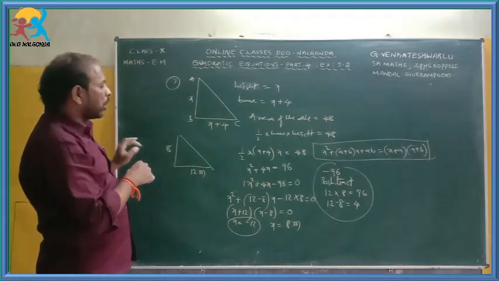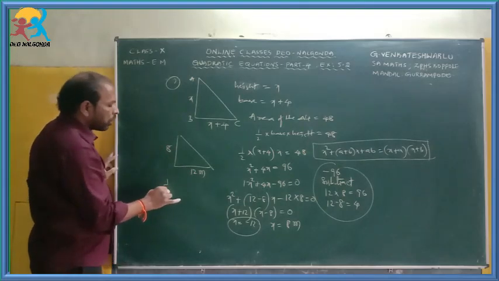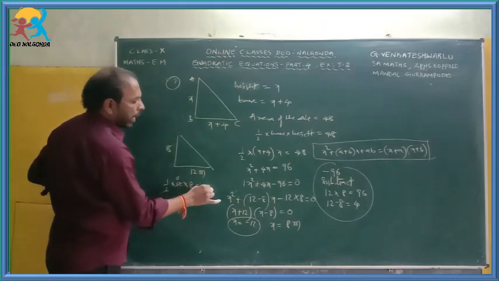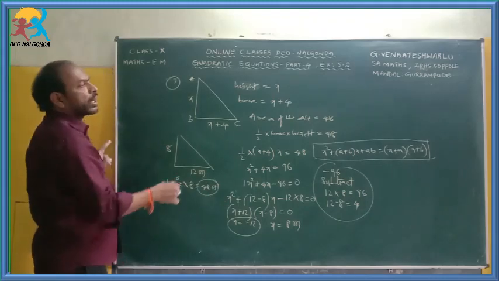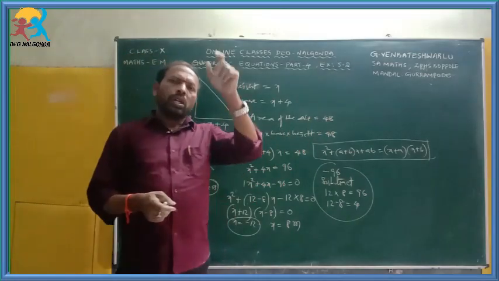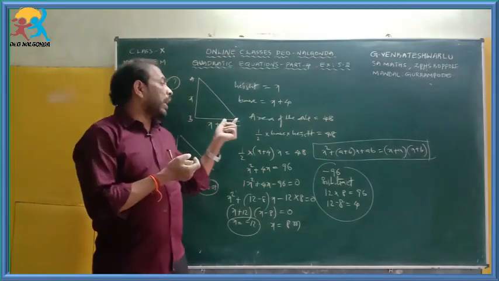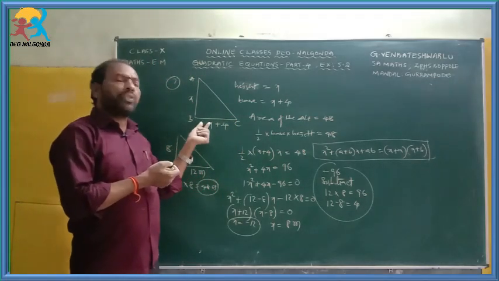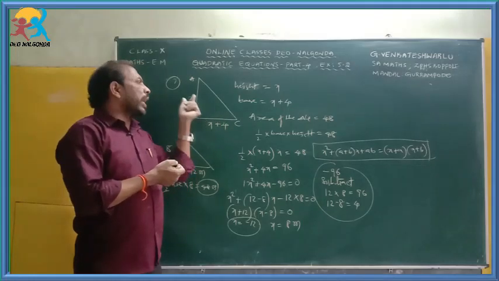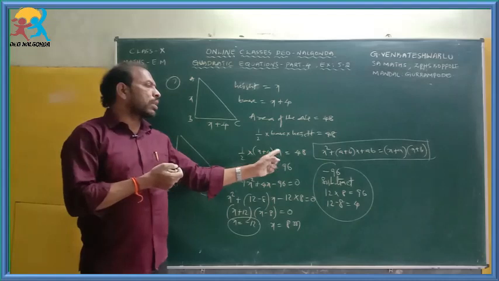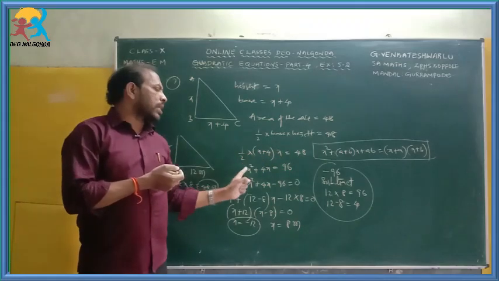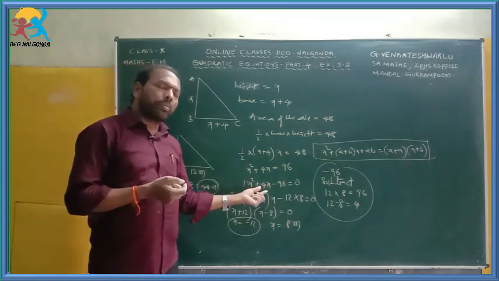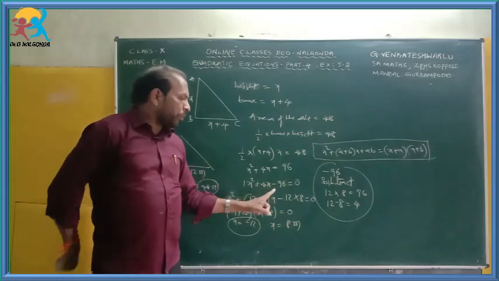Okay, so verification: half into base into its height, half into 12 into 8. 2 ones are 2, 6 eights are 48 square meters. Here the area is 48. So the base depends on its altitude. That's why the altitude is taken as x and the base will be 4 meters more than its altitude. Area of triangle means half into base into height. So while cross multiplying, x into x, x square plus 4x is equal to 96, and the constant is written as minus 96. Here the middle term can be expressed as a difference, nana.